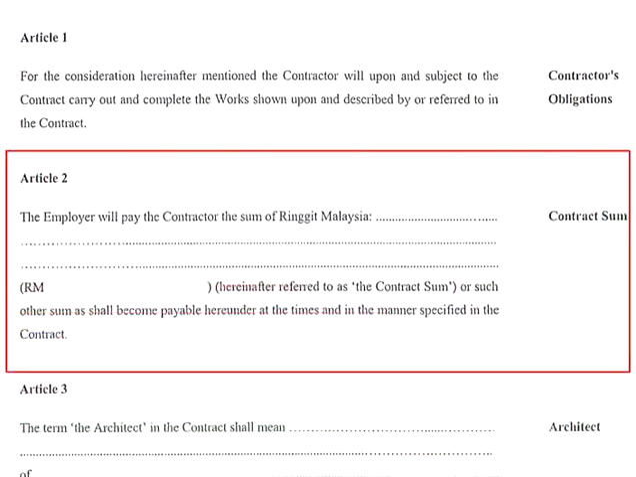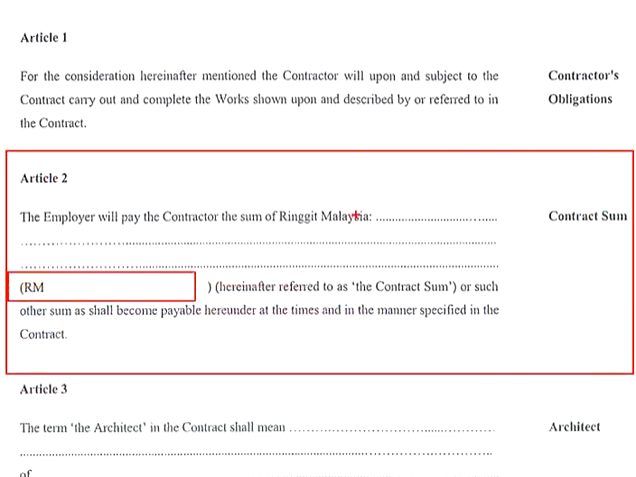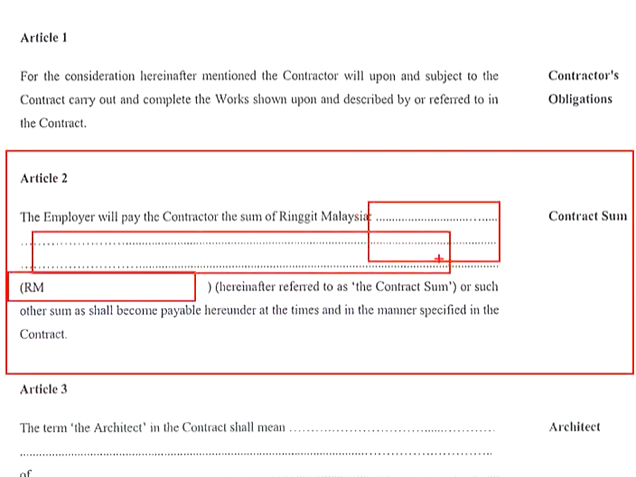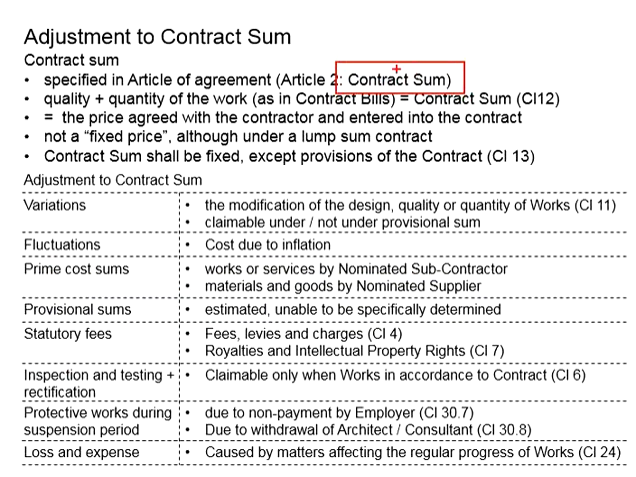Under Article 2, the contract sum should be specifically specified. This contract sum is the price agreed with the contractor upon entering into the contract. Both the employer and the contractor agree with the price, and this price has already taken into consideration the quality and the quantities of the work as specified in the contract bills.